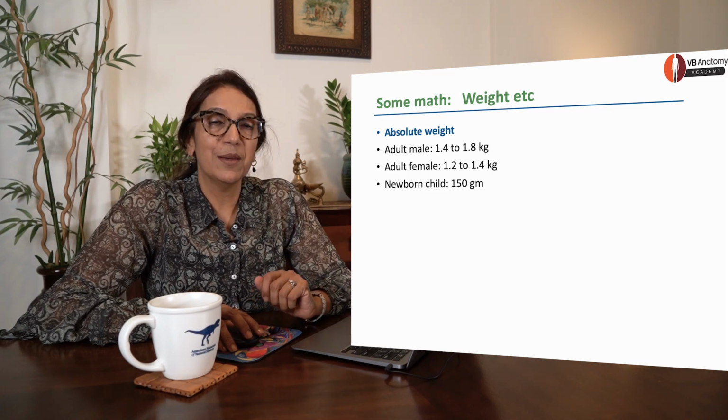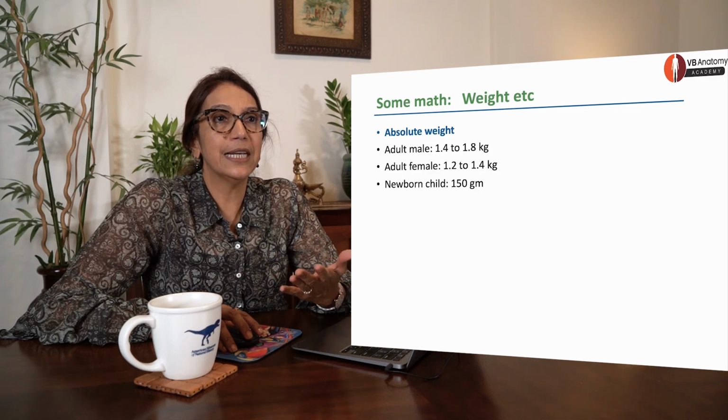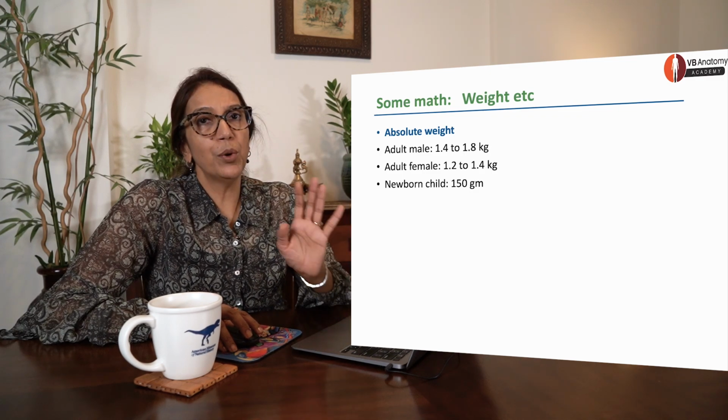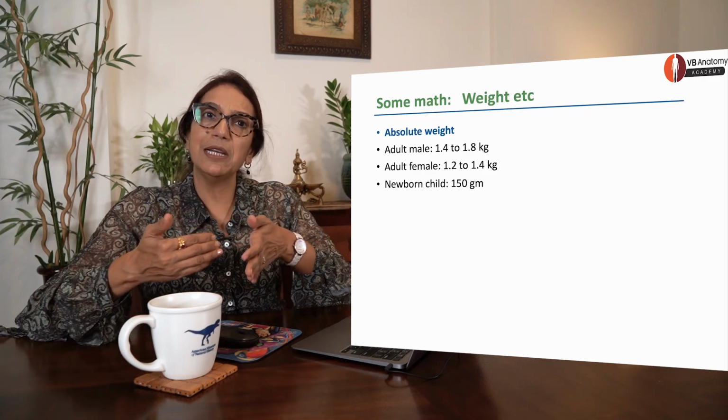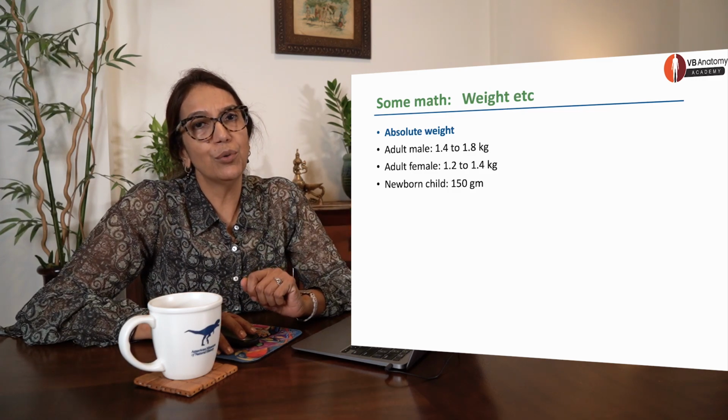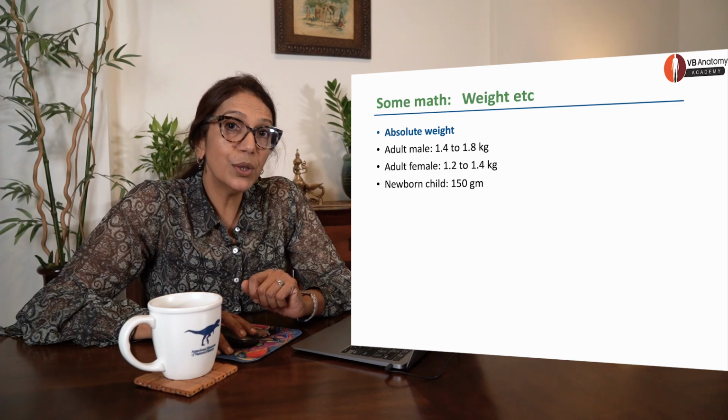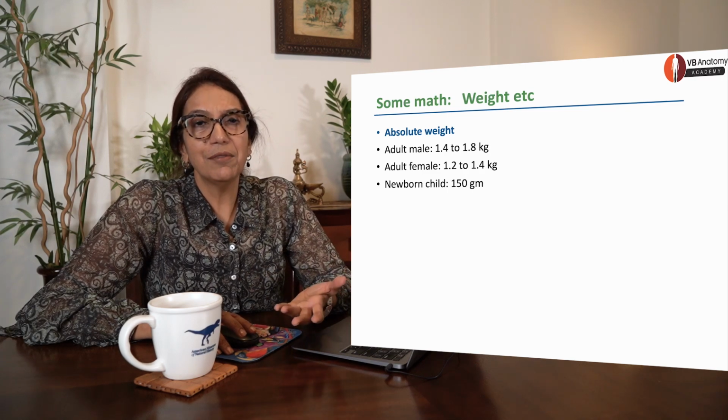So take a look. What is the normal weight of the liver in an adult male? About 1.4 to 1.8 kg. Obviously, use your common sense. In the female, it will be slightly lesser, 1.2 to 1.4 kg. What about a newborn? Hardly 150 gram.